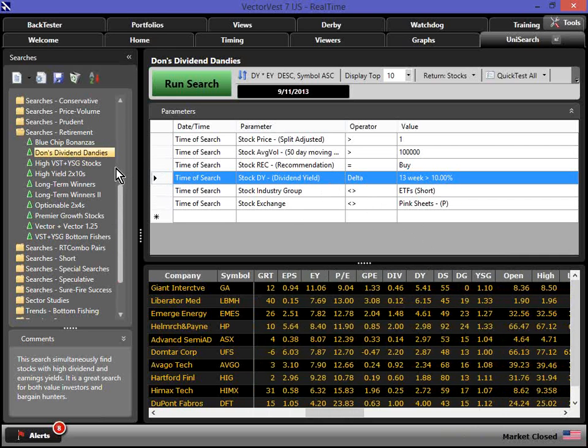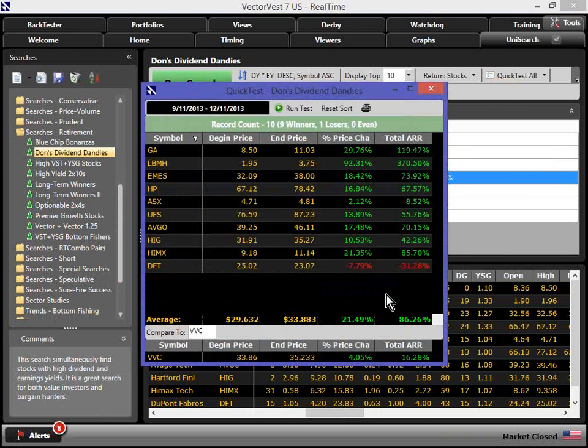Okay? So that's Don's Dividend Dandies. Oh, in case you were curious, let me just quick test this one. How did it do? Wow, this one did extremely well. 9 out of 10 winners, 21% and that was a confirmed market period. So this one you did get capital appreciation in addition to those dividends that we were looking at.